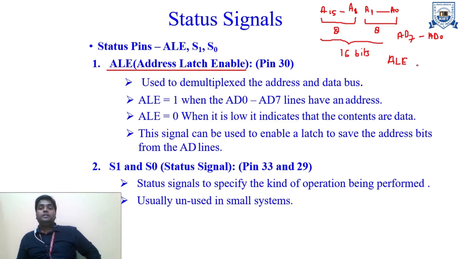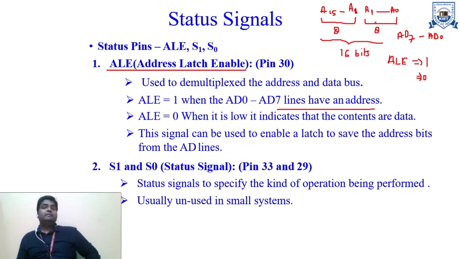When the value of this address latch enable pin is equal to 1, that means it contains the address. So AD7 to AD0, these 8 bits, are nothing but your address. When the ALE value is equal to 0, that means those 8 bits contain data. As I earlier told you, these are multiplexed information.